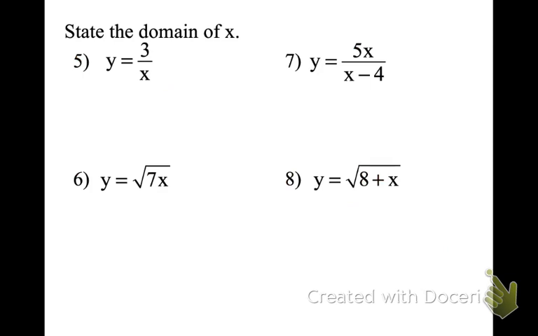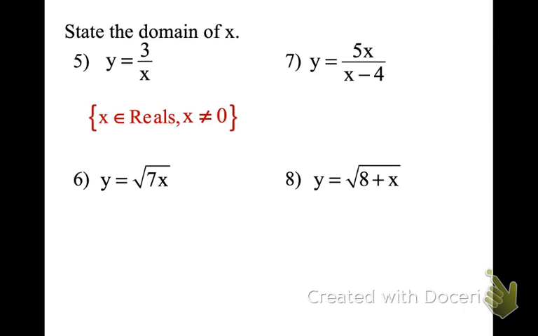All right, next one. This happens to be a fraction, and the rule for fraction domain is you can't have a 0 in the denominator. So we're going to say x is an element of the reals, but x cannot equal 0. Pause the recording and see if you can try the next 3 on your own.